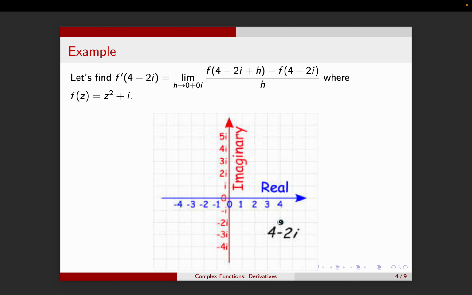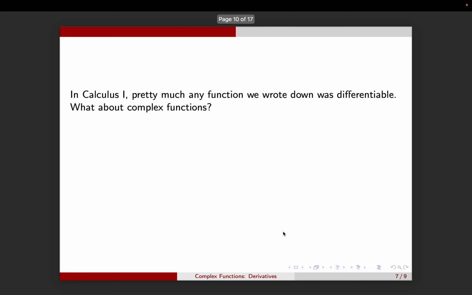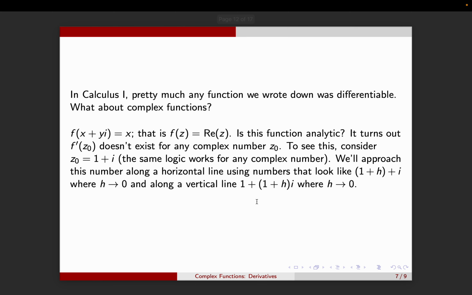Same kind of thing as the limits in the previous video. It's just as h is getting close to 0, you're just approaching 4 minus 2i and then taking an output. And you can approach 4 minus 2i from many, many different directions. So here, I'm going to approach 4 minus 2i along a horizontal line, so like an east-west kind of deal, using numbers that look like this.